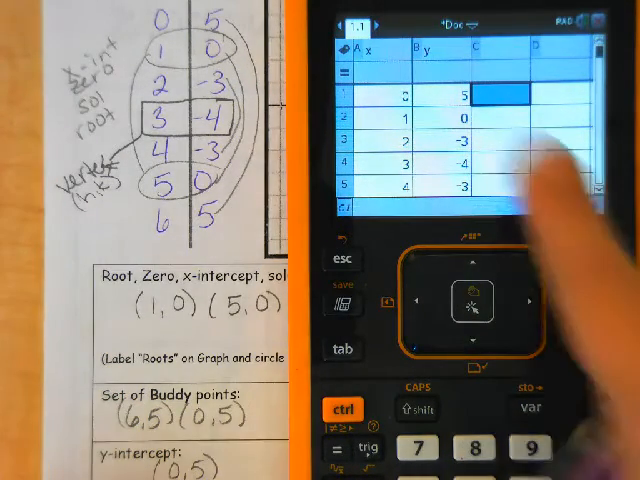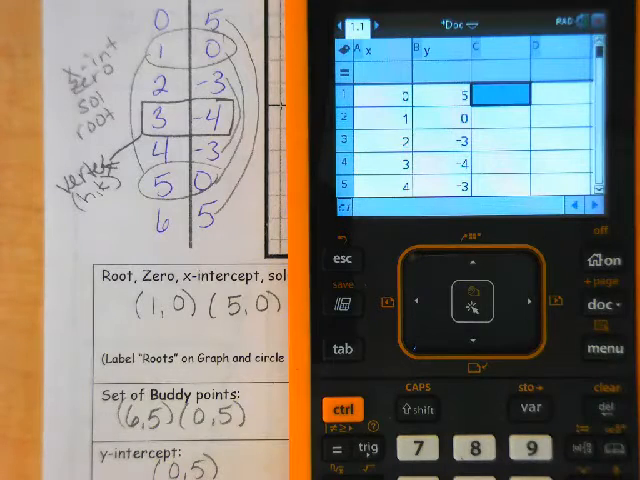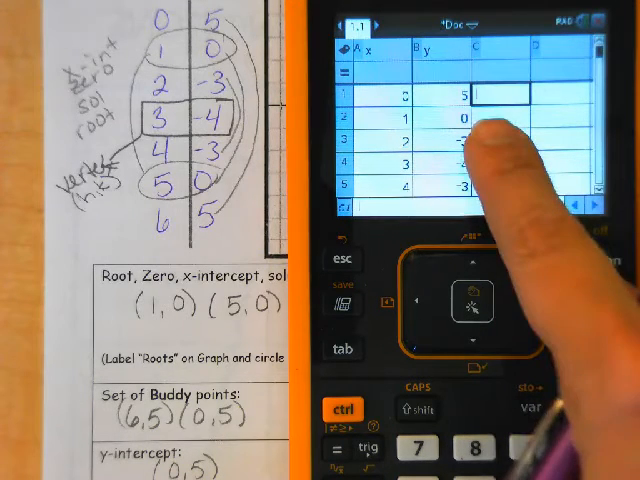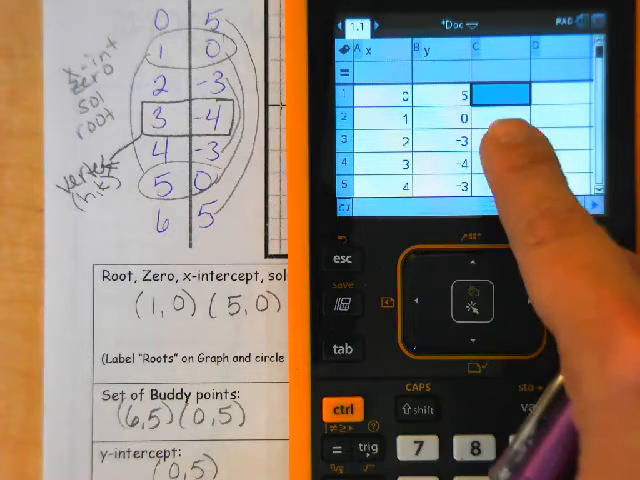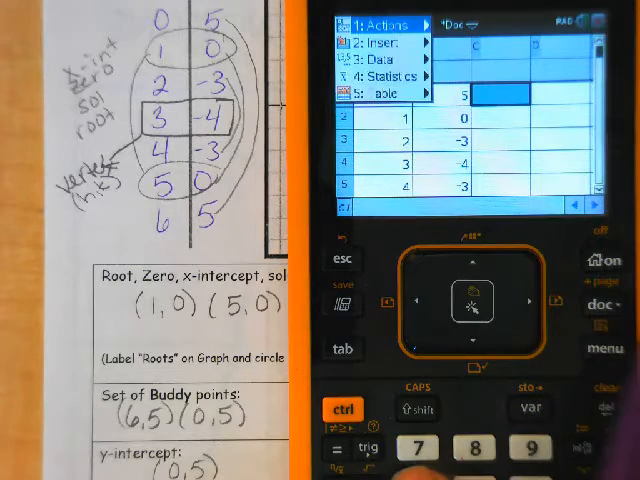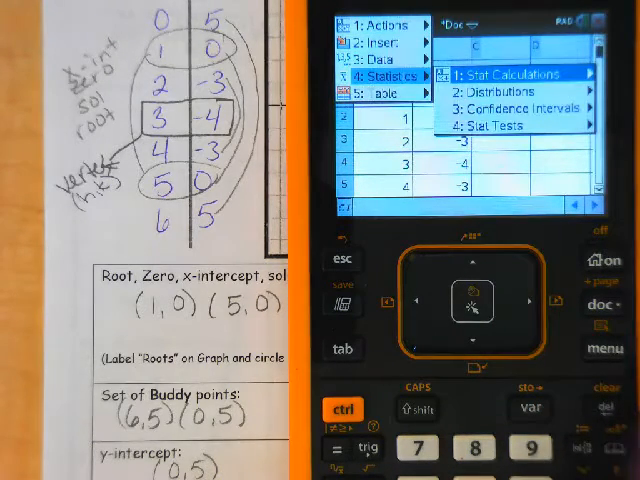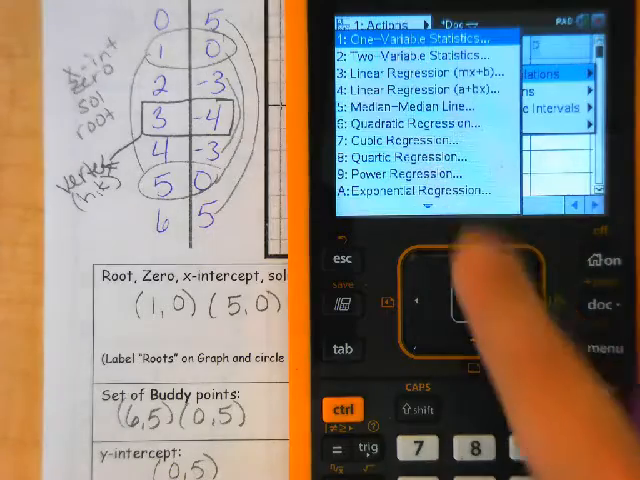So remember, when you go to cell C1, you do not want to have a cursor blinking in it. If you do, it's not going to work. You need it to be blue. And we're going to do menu 4, 1. That's where we've had to change.